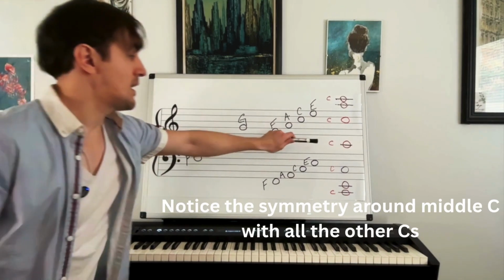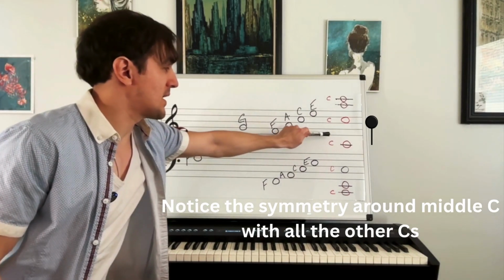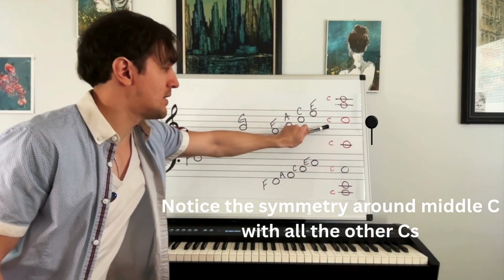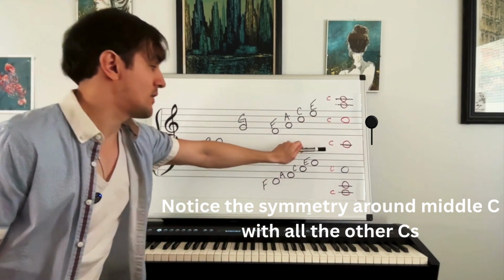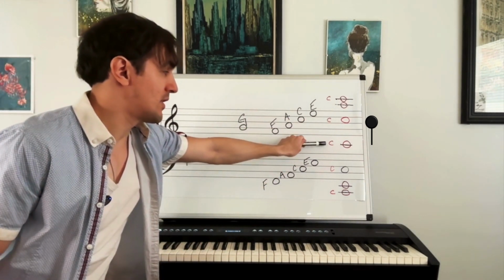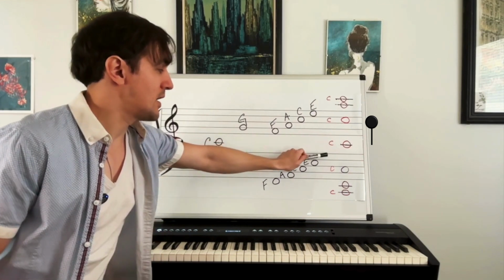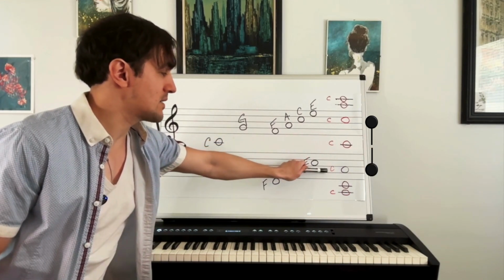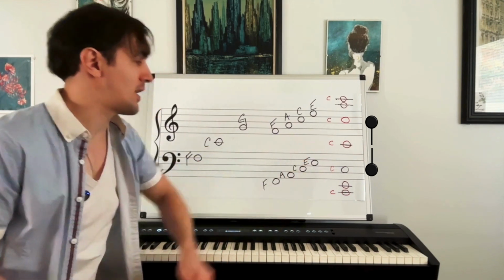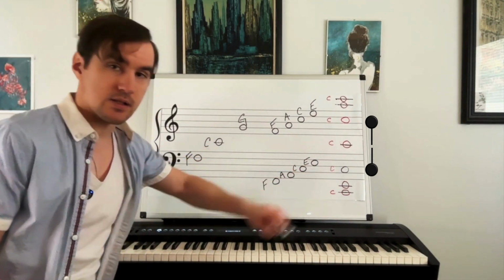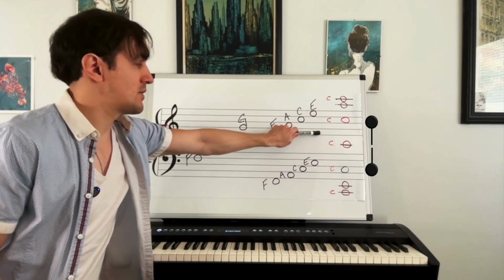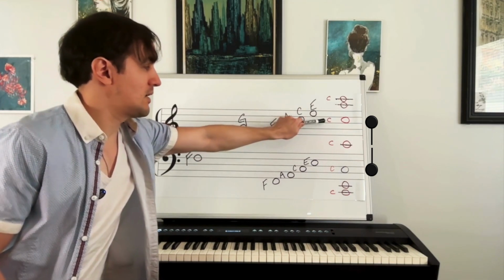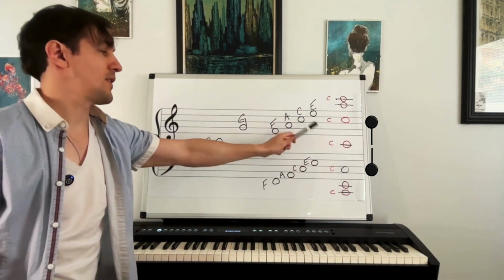So notice if you go 3 spaces up, starting here, 1, 2, and 3, you're going to land on a C. Now, if you do the same thing from here going down, and you go 1, 2, 3, starting in your space notes in F clef, you're going to land on a C too. So again, here's middle C. Start in your space notes, 1, 2, 3. There's your C. That's part of F.A.C.E.